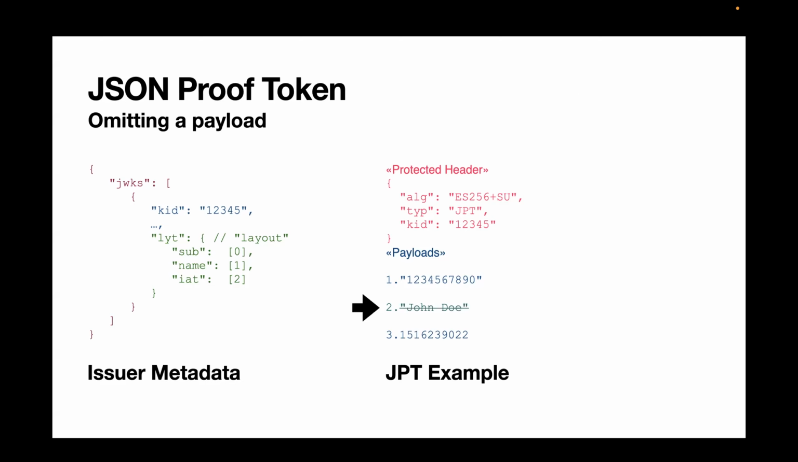If I omit a payload, in this case, the person's name, that would mean that the interpreted JSON document just would not have that name property on the left. So when I generate a JSON by taking the combination of the layout and the payload, I would just eliminate name.